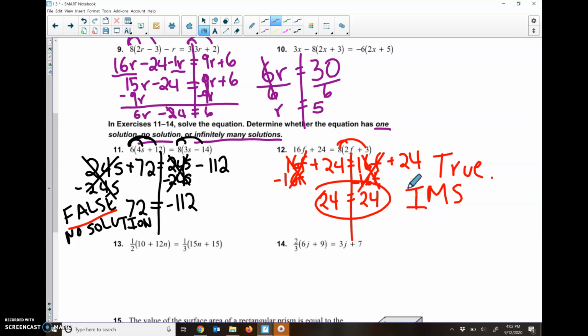Many solution problems, or infinitely many solutions, is when we have the numbers equaling each other and it ends up being true. Yes, 24 is equal to 24. 17 is equal to 17. 2 is equal to 2. Doesn't matter what it is. As long as it's true, that's many solutions. Same thing with 11. As long as it's false, doesn't matter what it is. 2 equals 3. 7 equals 1. As long as it's false, it is a no solution kind of problem.